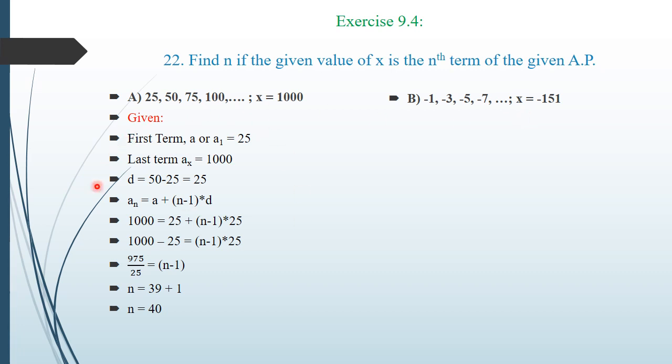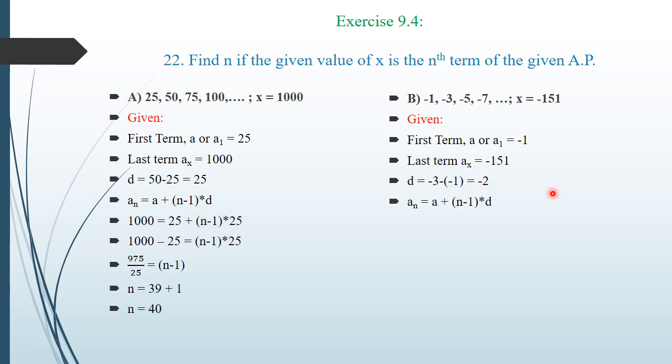On similar lines as we solved this problem, we are going to solve this also. Here the first term is given as -1 and the last term, that is an, which is represented in this problem as ax, is nothing but -151, and the common difference d is nothing but a2 minus a1. a2 is -3 minus of -1. Here we have to solve these problems carefully, wherein a minus sign is involved. Therefore the common difference is -3 minus of minus 1, that is nothing but -2 here.